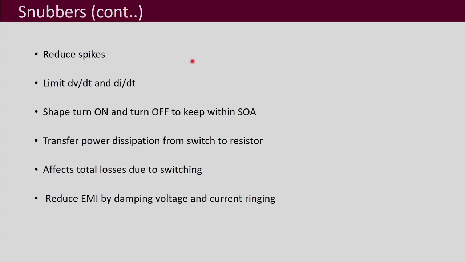Now, what are the jobs that the snubber can perform? First is, of course, this spike reduction that we just saw. Then the next thing that it can do is limit the dV/dt and di/dt. What we mean by that is your rise in the voltage is getting affected. So your dV/dt is going to be affected by your snubber. If the rate of change of voltage is getting affected, obviously your rate of change of current can also be affected by snubbers.